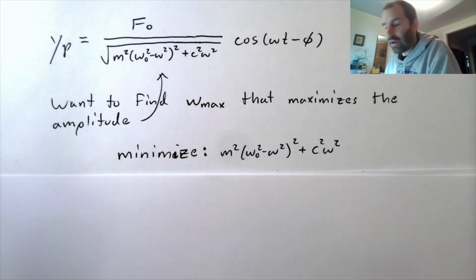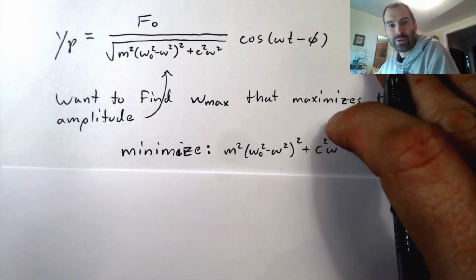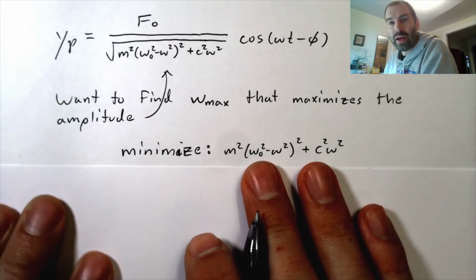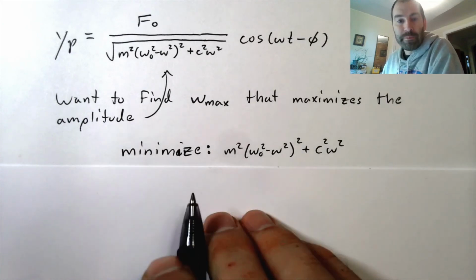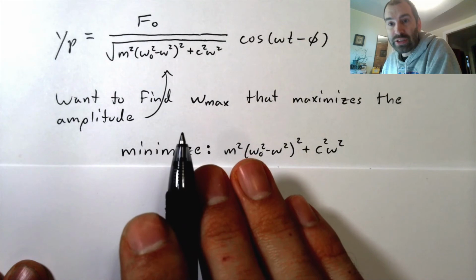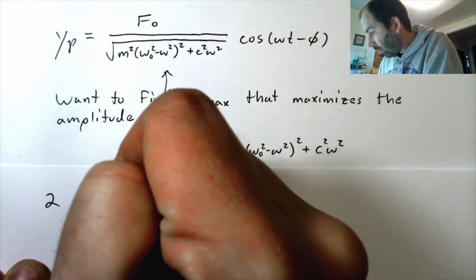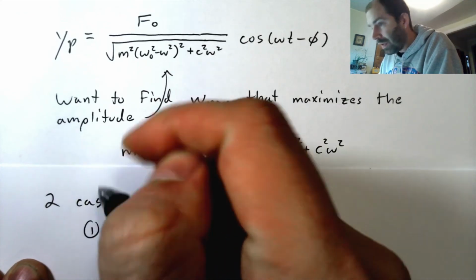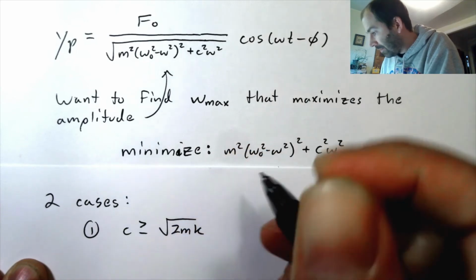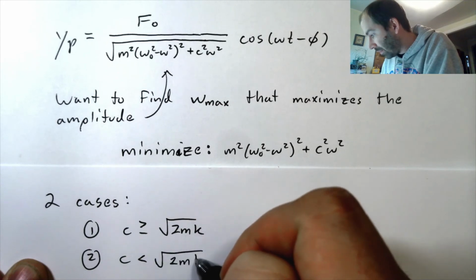Okay, so I cut the video here because I started to work through this and then I realized, you know what, I think this is a really good exercise for you, okay? So I'm going to leave this as an exercise. I'm not going to do the steps here. And you can read about it in our book. But let me just point out there are two cases, okay? There are two situations that you have to pay attention to. There is the case where C is greater than or equal to root 2mk, and there's the case where C is less than root 2mk.